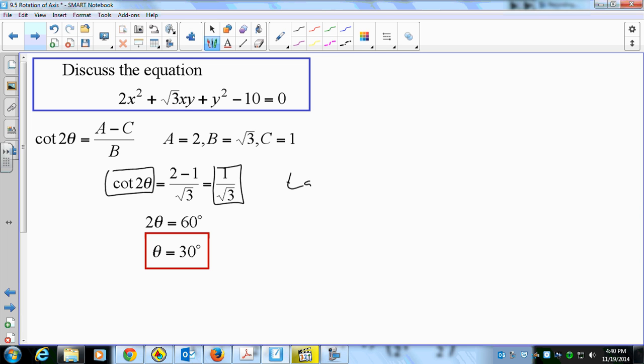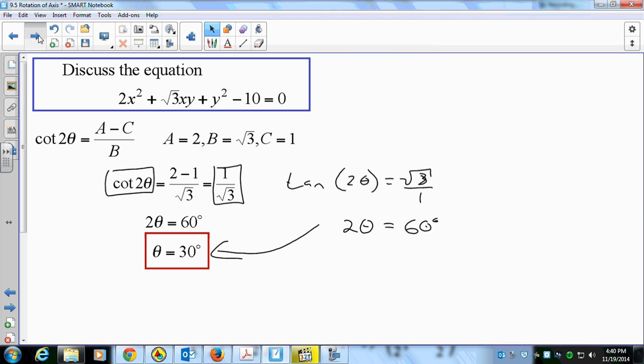Or we can say the tangent of 2 theta equals square root of 3 over 1. Well, where does that happen? That happens when 2 theta is equal to 60 degrees. We divide that by 2, and now we have our theta of 30 degrees. So that's step number 1, to get our angle.